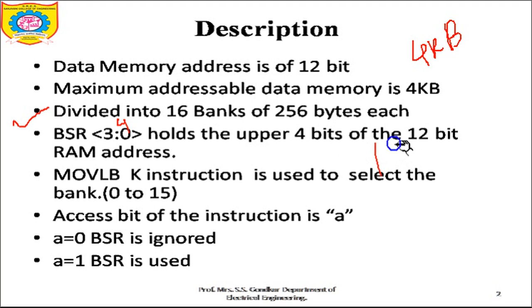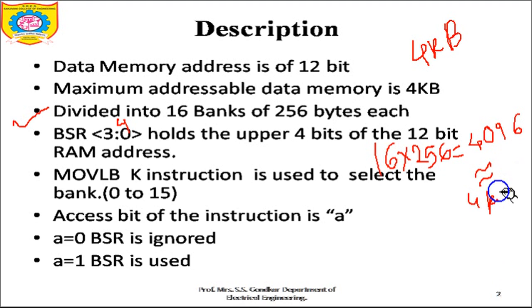See, how many banks are there? 16 banks are there, and each bank is of 256 bytes. So 16 multiplied by 256 is equal to 4096, which is almost equal to 4 KB, right? So we are saying that it can cover the whole range up to 4 KB. So 4 KB of data RAM is organized in 16 banks.